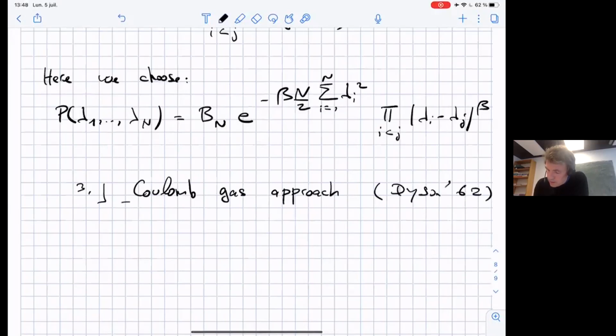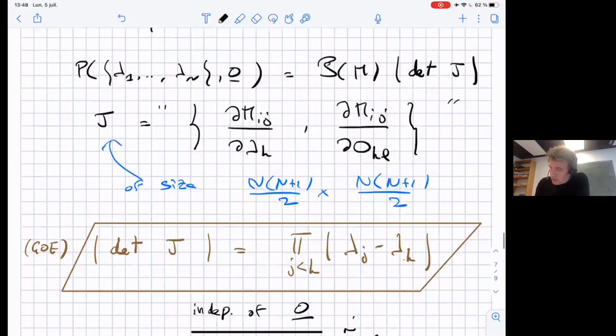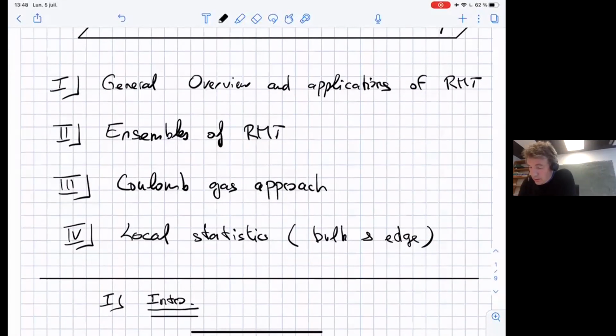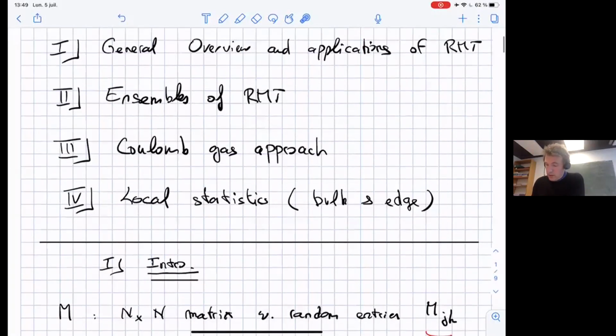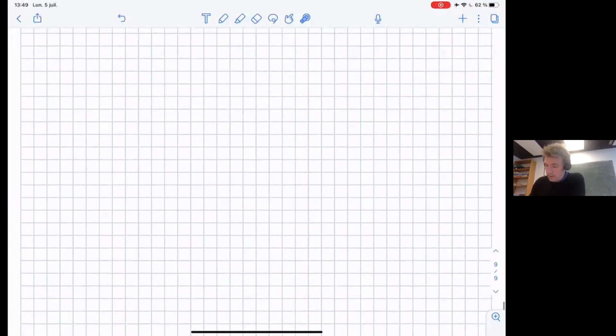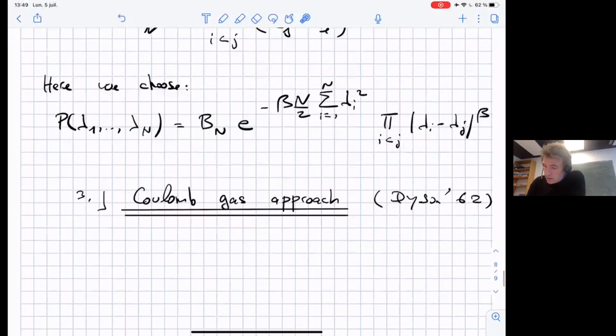This is due to Dyson. And okay, just to come back. So you are here, right? We just end up this and we are moving to this number three here. Okay, so that's a capital three, by the way.